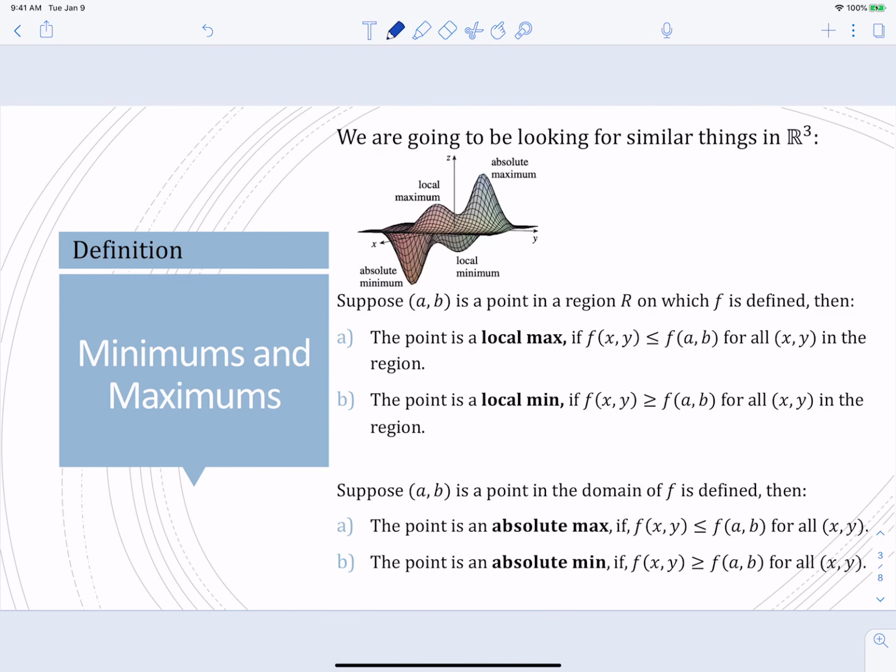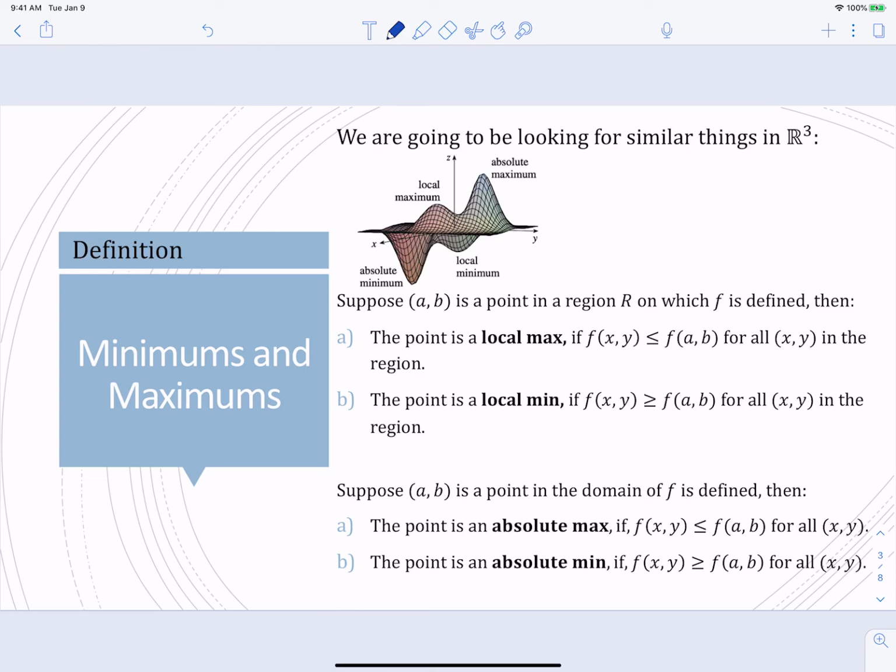So we're going to be looking for similar things in R3. We can have absolute mins and maxes like we see on that graph right there. We've got that very, very highest point, very, very lowest point. We can have local mins and maxes, so you can kind of view that like a local max would be looking at like Mary's Peak if we're here in Corvallis. Locally, that's the highest point.